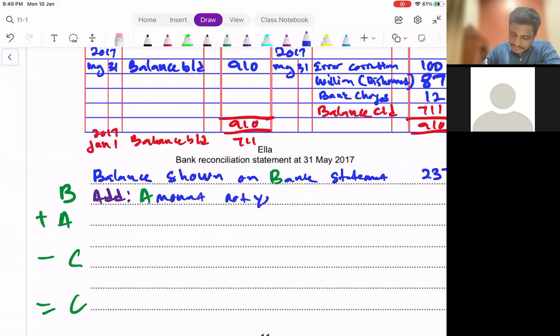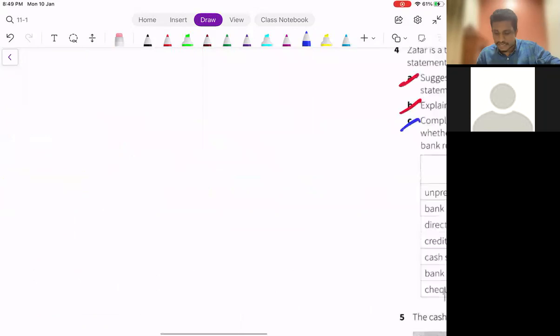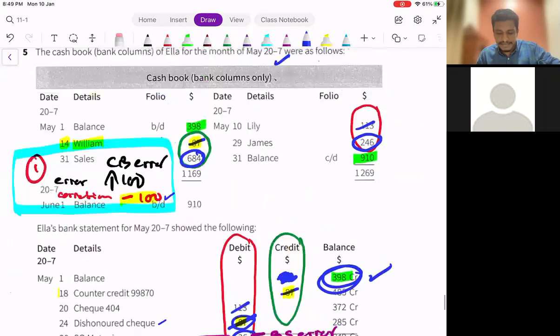not yet credited. Amount not yet credited. What is amount not yet credited? The check that I received, which I debited in my cash book and then put in the bank, but the bank hasn't credited it into the bank statement. So do you have any check amount not yet credited?